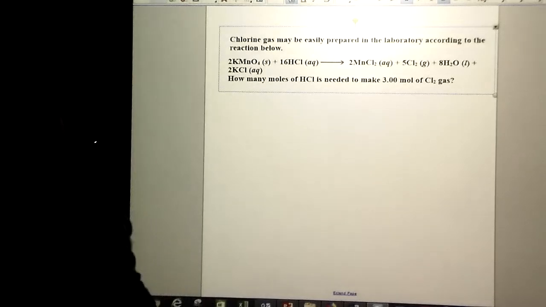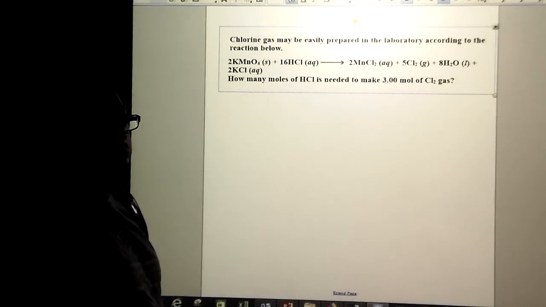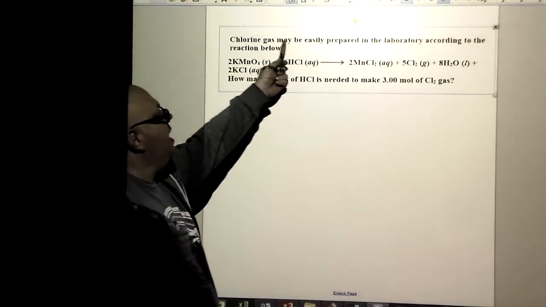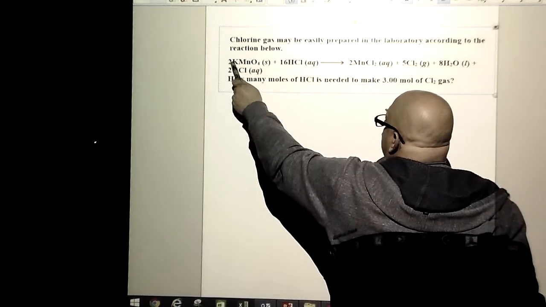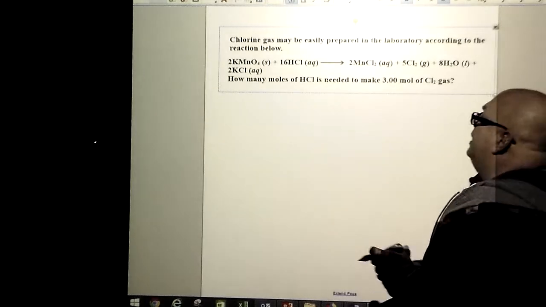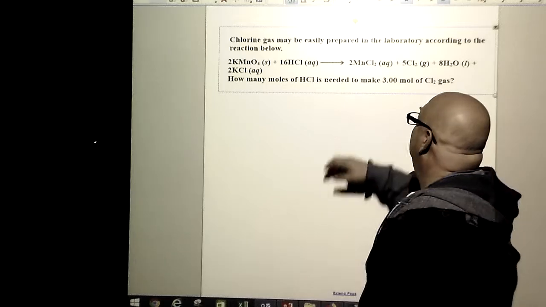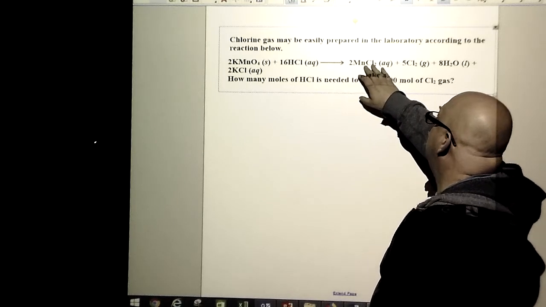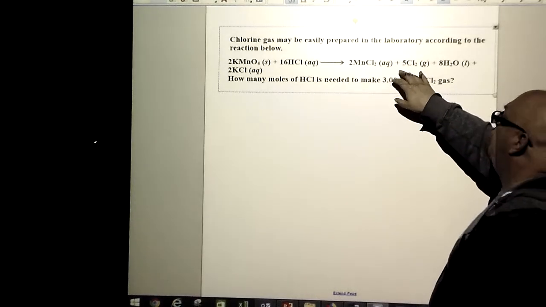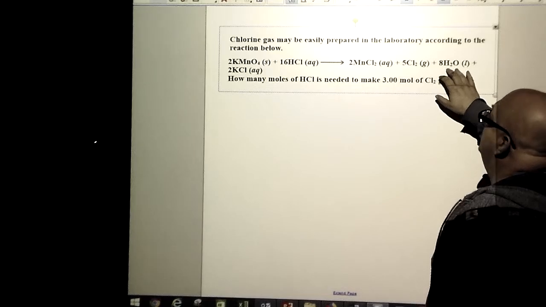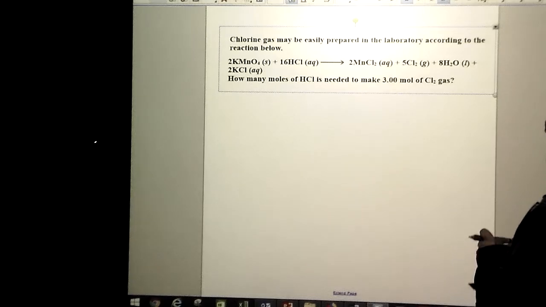All right, here we go. Here's another one. Now this one is looking at moles of reactant to moles of product. Chlorine gas may be easily prepared in the laboratory according to the reaction below. 2 KMnO4, potassium permanganate, plus 16 HCl. That is a lot of acid. Gets us 2 MnCl2 plus 5 Cl2 gas plus 8 H2O plus 2 KCl. That's a salt solution. Okay?